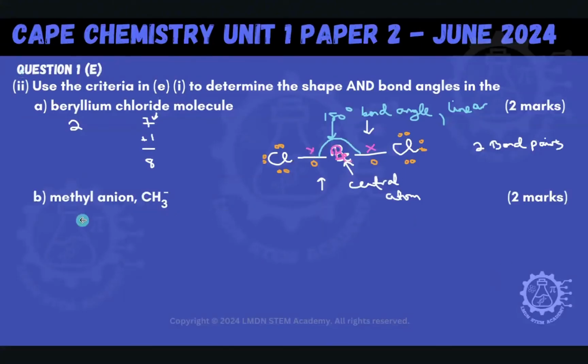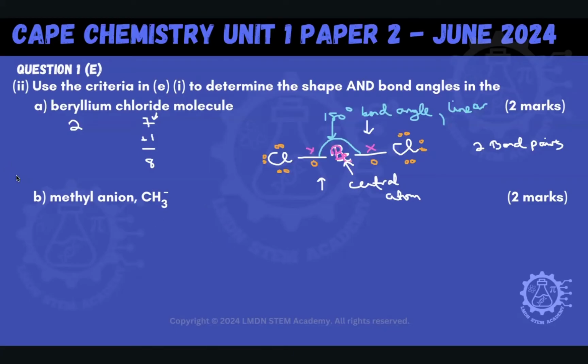All right, so it says we have to use the same criteria established in part 1 to determine the shape and bond angle in the methyl anion. Okay, very important, the methyl anion. So for the methyl anion now, it looks something like this in terms of the Lewis structure, the bonding structure, how we draw that picture of it, right?